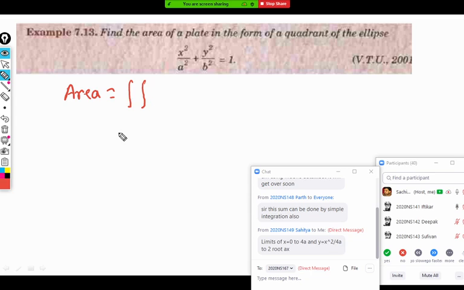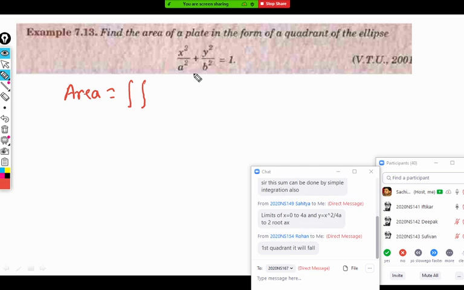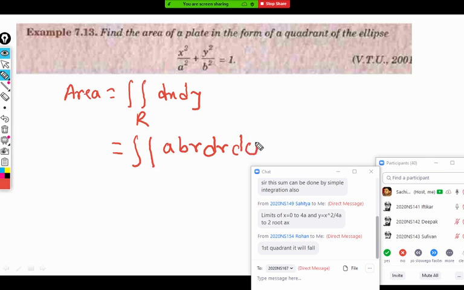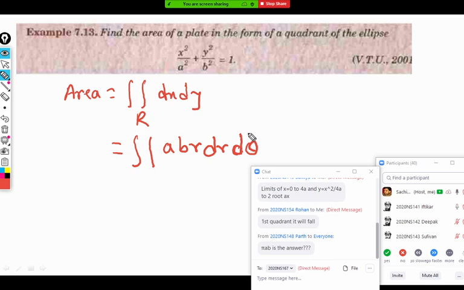Sir, can we take polar or Cartesian? You should tell me which one. In polar it will be r dr d theta. Not correct. First I will write the formula in Cartesian, say dx dy. What is the value of dx dy for the ellipse? a b r dr d theta. This is the correct formula now, because we are not using a simple transformation.